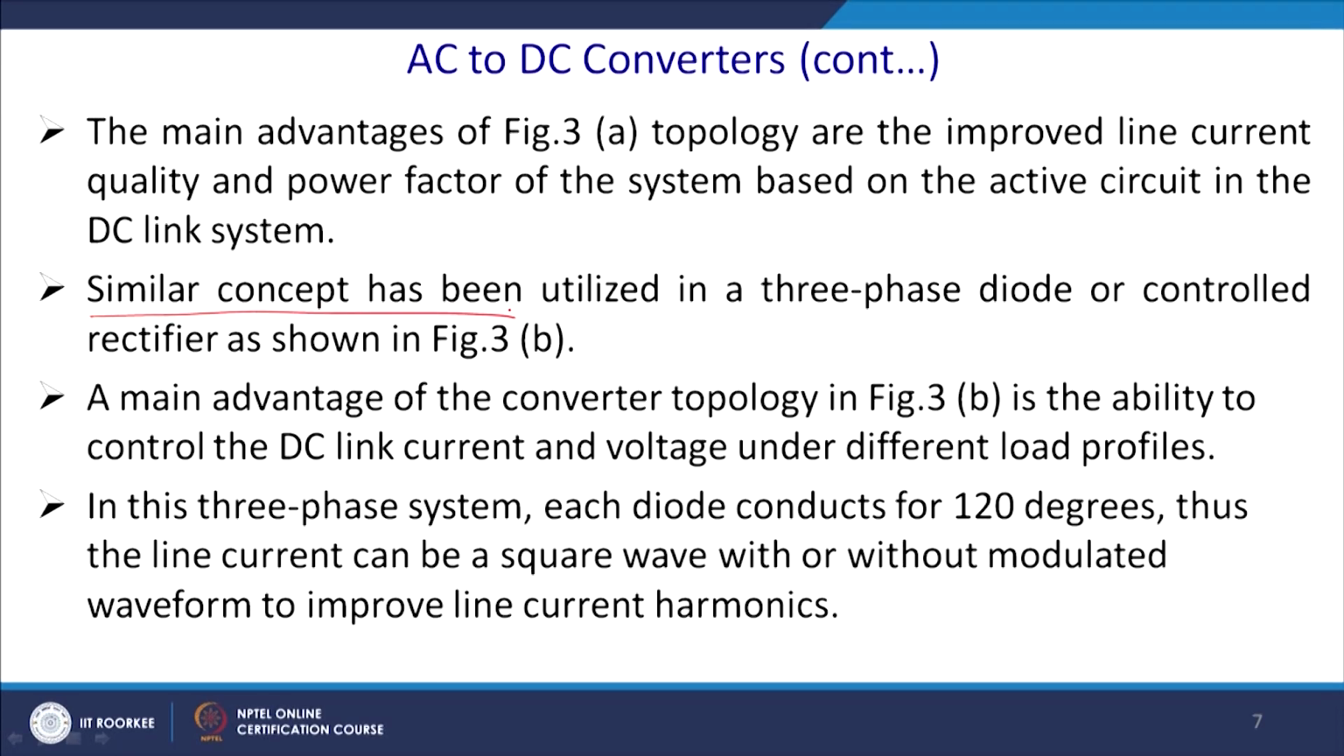A simpler concept has been utilized in the 3 phase diode or controlled rectifier as shown in the figure. The main advantage of converter topology 3B is the ability to control the DC link current and voltage under different load profiles. This is a 3 phase system, each diode conducts 120 degrees, thus the line current can be a square wave without any modulated waveform, to improve the line current harmonics.